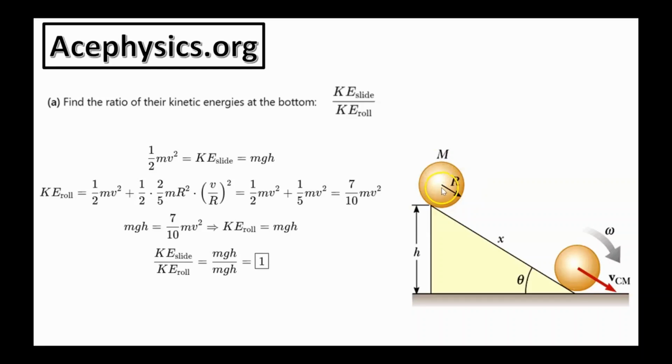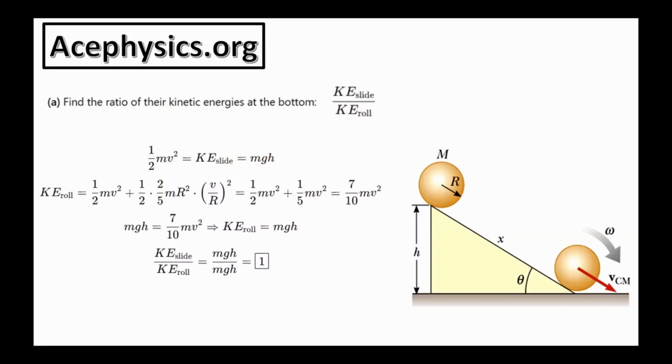It starts with 0 kinetic energy, and all of its energy is in the form of potential energy, equaling mgh. At the bottom of the incline, the ball has no potential energy and all kinetic energy. Its final energy is 1/2 mv squared. That has to equal its initial energy of mgh. Therefore, the final kinetic energy, 1/2 mv squared, is equal to mgh.